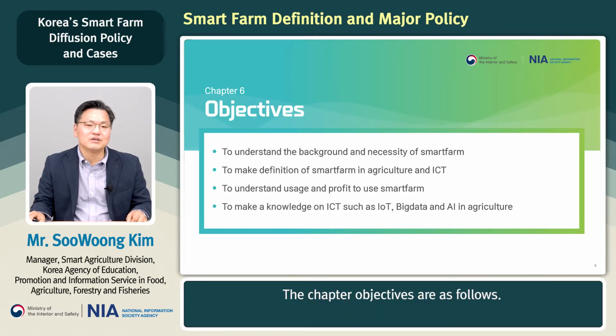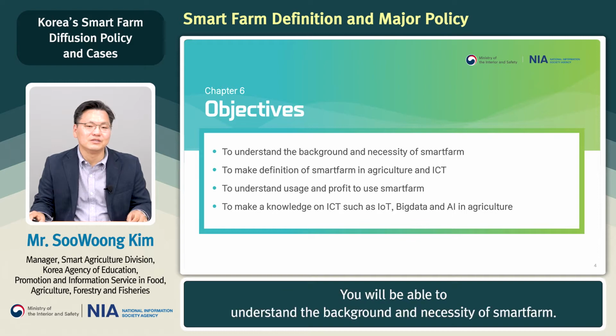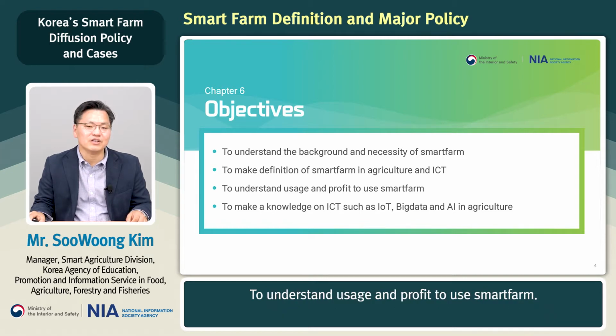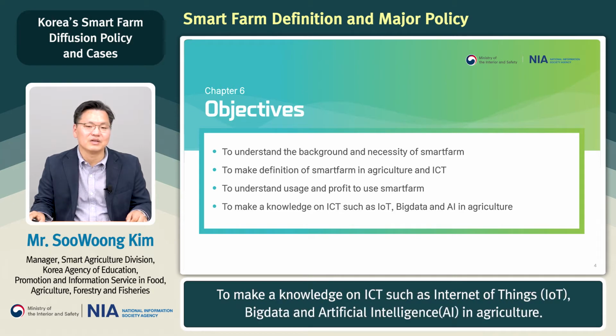The chapter objectives are as follows. You will be able to understand the background and the necessity of smart farm, to make a definition of smart farm in agriculture and information and communication technology, to understand usage and profit of using smart farm, and to gain knowledge on ICT, such as Internet of Things, Big Data, and Artificial Intelligence in agriculture.